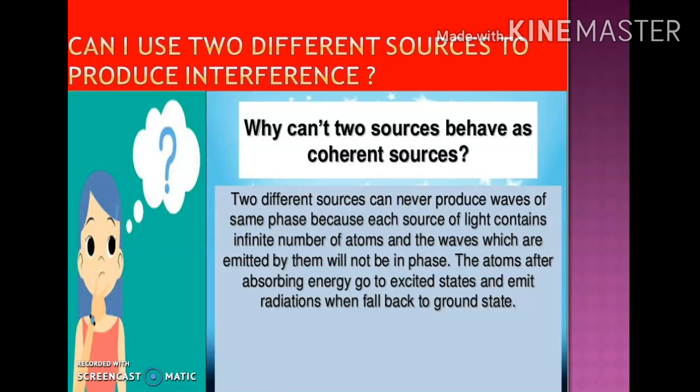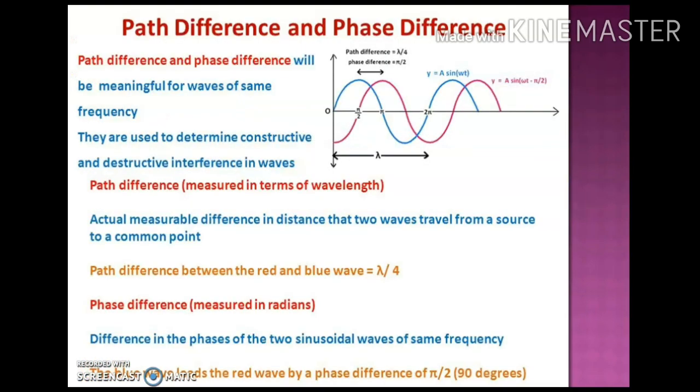So all will happen at different times and in different phases in all the sources. That is why two different sources can never produce interference, and they cannot be said to be coherent sources. So in order to get coherent sources, we have to use originally a single source only.